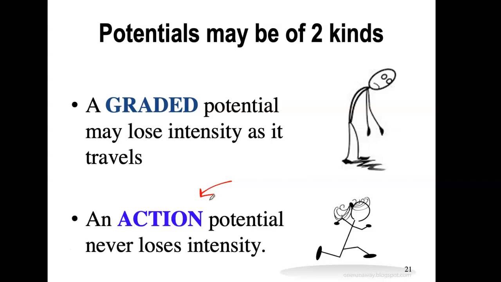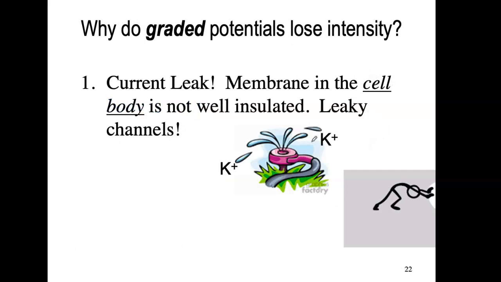Now we're going to compare it to a graded potential. So my little stick guys here, this is the one that's active, that's going to go to the very end, and this one could possibly lose intensity. So it could start an action potential and then not really get to the other end of the axon. Let's look at that. So why is this happening? Why does a graded potential actually lose intensity?